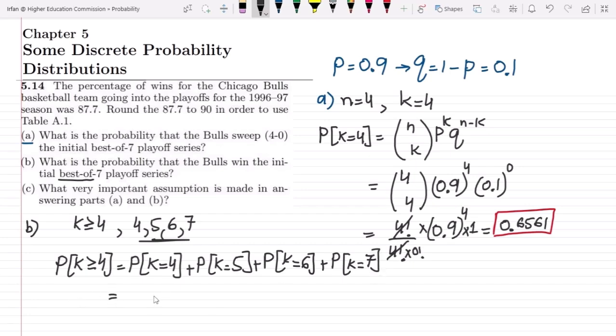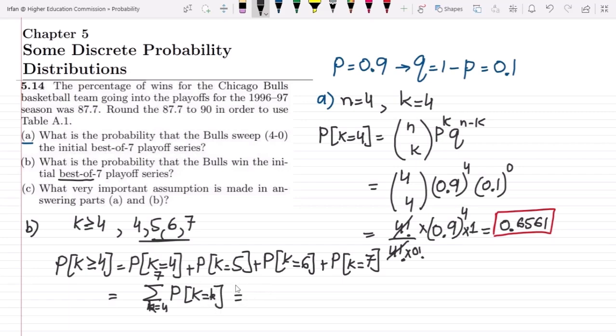Or we can also write it as, from k equal to 4 up to 7, we have to find all the probabilities that k is equal to small k. This is small k, or as this is what?